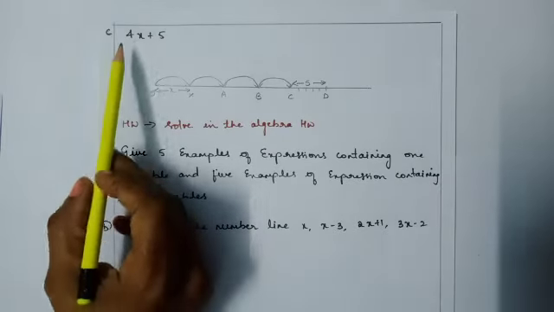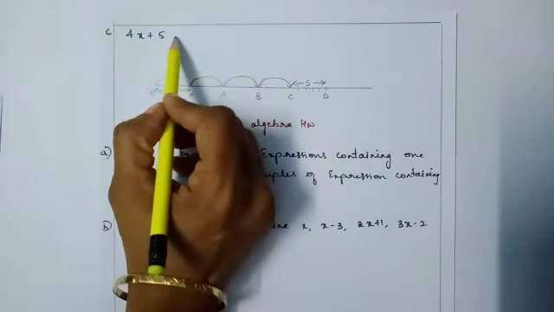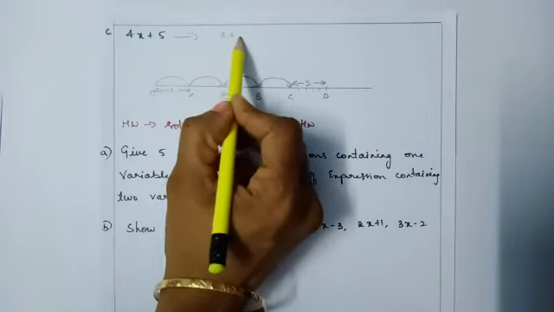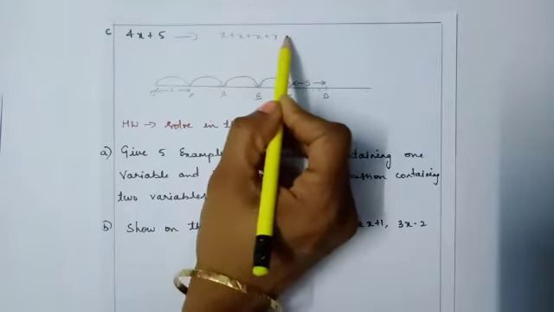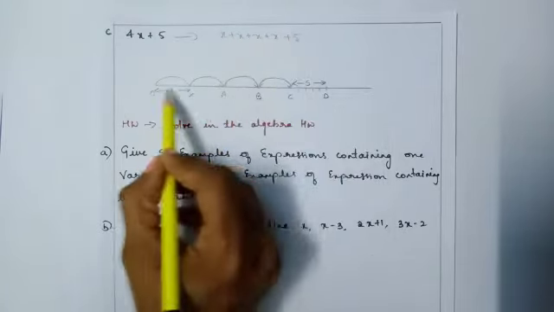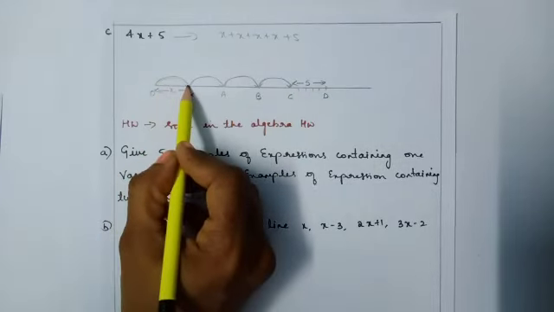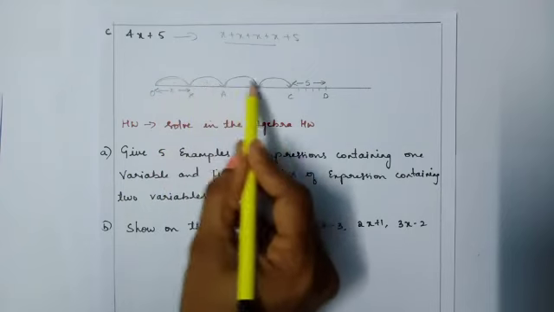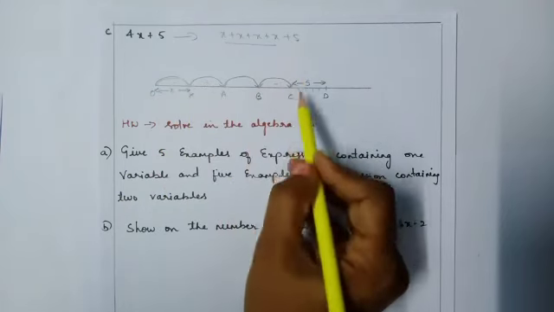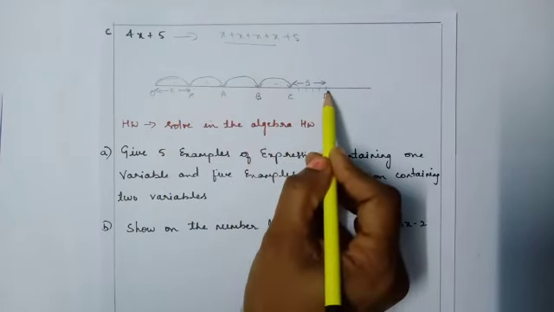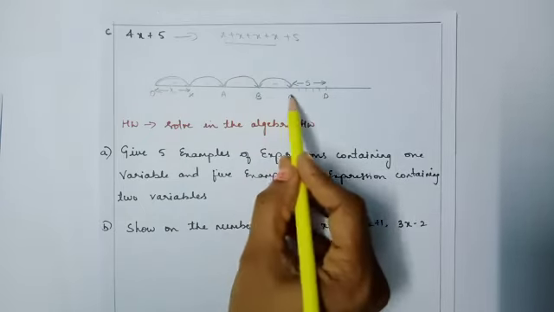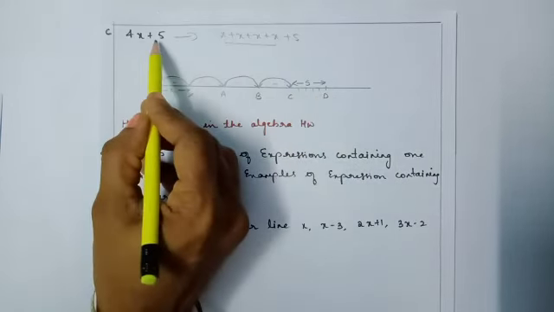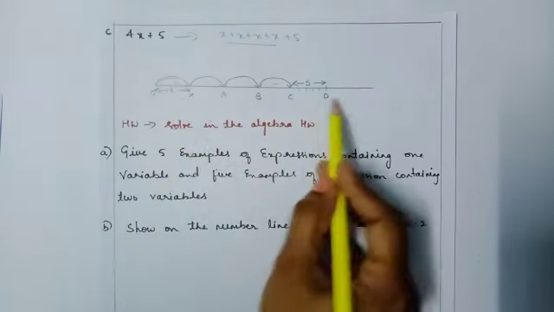The next example, 4x plus 5. 4x means 4 times x. Is it not? Then plus 5. See the number line. So this is the portion of the 1x. So x for 4 times. 1, 2, 3, 4. Next plus 5. Next I have taken the plus 5 units. That is 4x plus 5. So this 4x plus 5 is indicated like this on the number line. Okay.